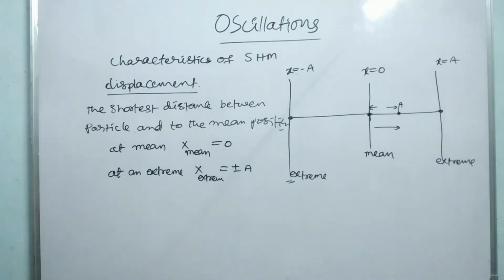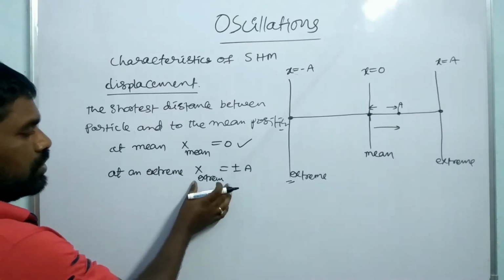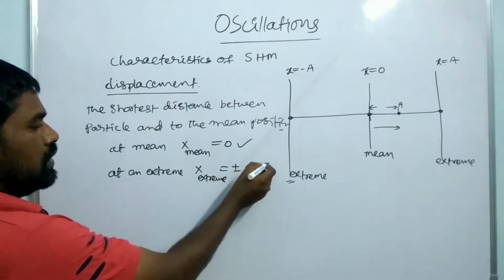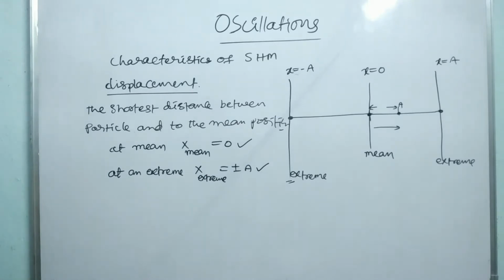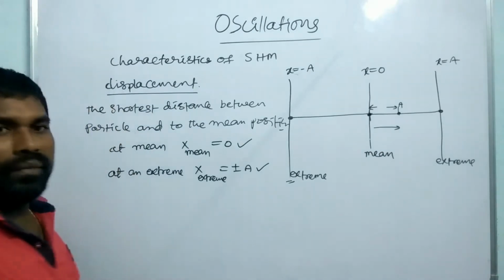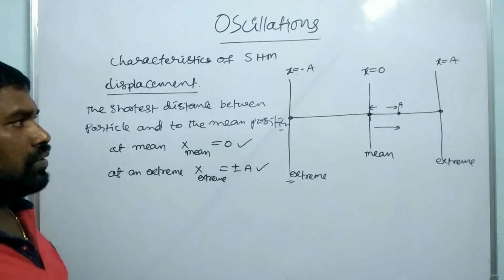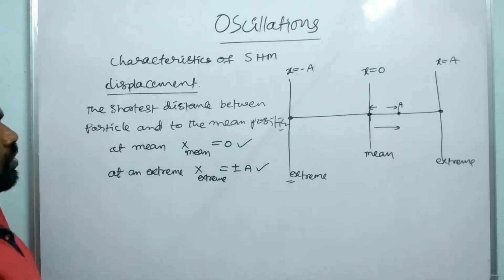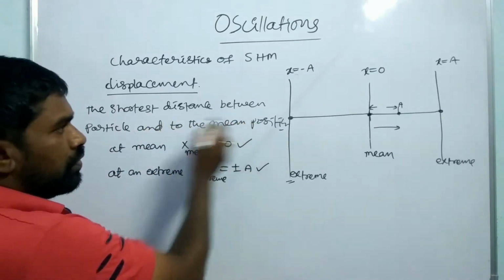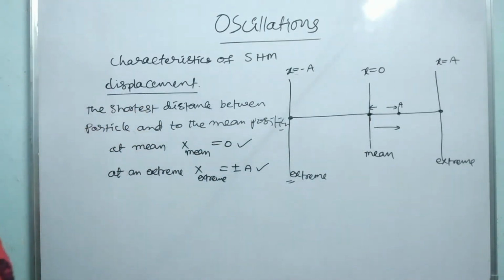Okay, this is the displacement of the particle. At the mean position, the displacement is equal to 0, and at the extreme point, the displacement of the particle is plus or minus A. The displacement is measured from the mean position only. So the displacement of the SHM particle is defined as the shortest distance between the mean position and the position of the particle at any instant of time.